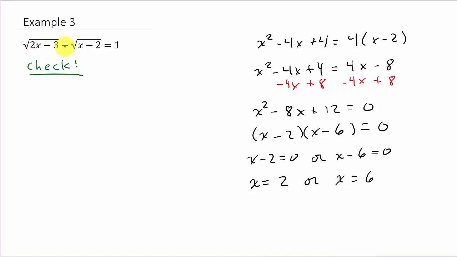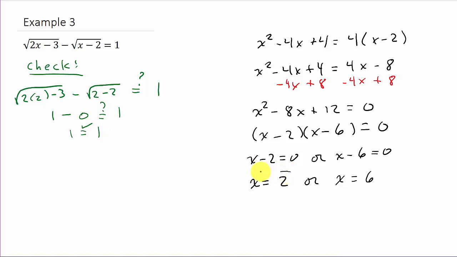So let's plug the 2 in for x. So I get the square root of 2 times 2 minus 3 minus the square root of 2 minus 2, and I need to know, does that equal 1? Well, let's look at this. This is 4 minus 3 is 1. The square root of 1 is 1. This is what? 2 minus 2 is 0. Square root of 0 is 0. And we can see 1 equals 1. That checks. So x equals 2. That's a solution.